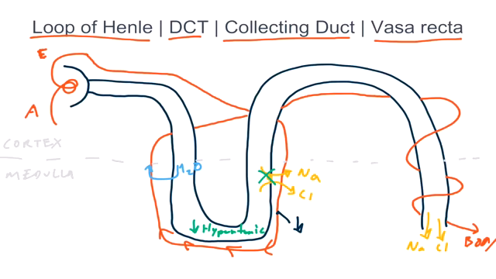Now, what happens to the osmolarity of the collecting duct? Well, with the loop diuretics blocking the sodium and chloride reabsorption, the osmotic power of the interstitium will significantly decrease.